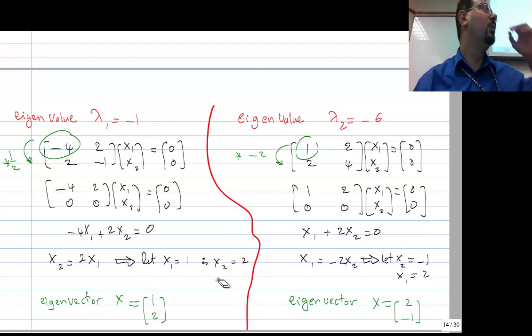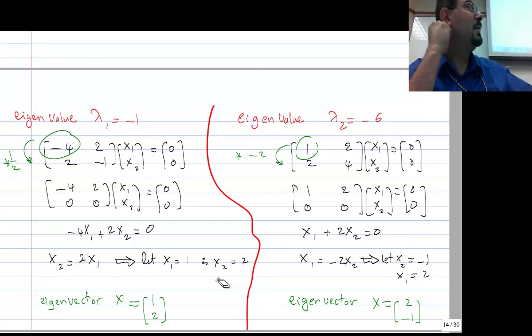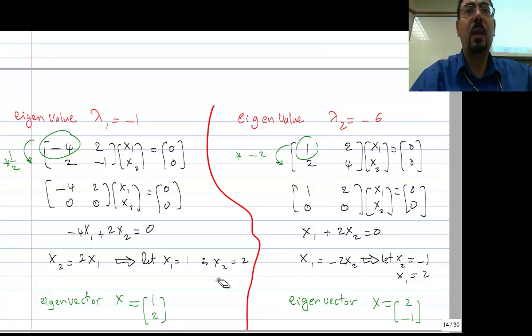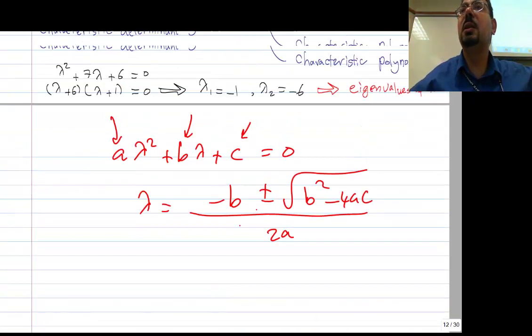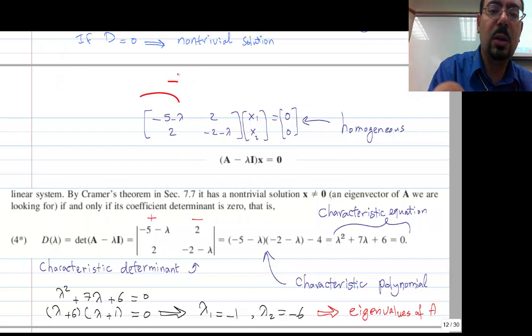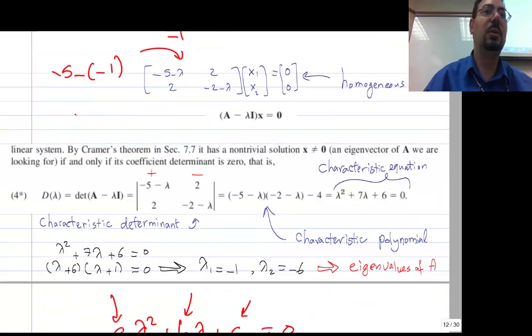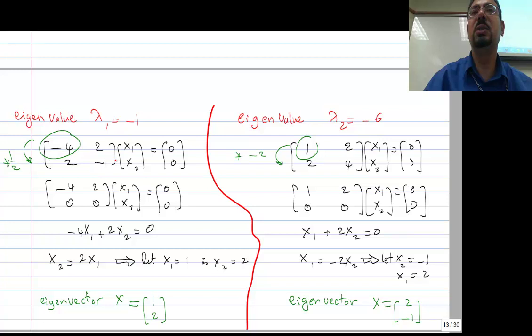You had a question. What's your name again? Matthew. Doing something different when you plug in the lambda, because our equation. Let's check. So you're saying when we put lambda equal minus 1, the matrix looks a little bit different. Oh, I see. I wrote it down. So it's minus 5, remember, minus 1. So you'll end up with minus 5 plus 1. I had it written down. So you'll end up with the minus 4.